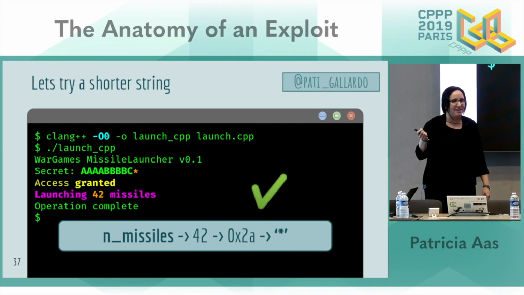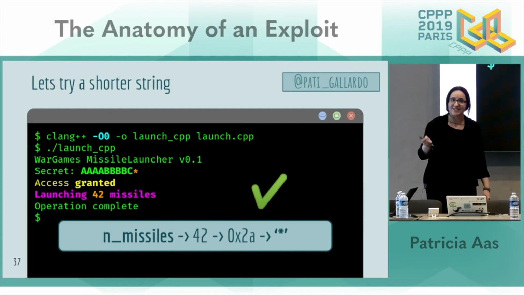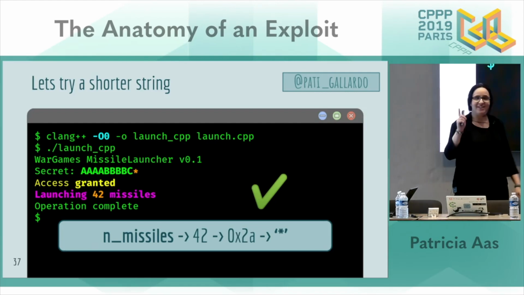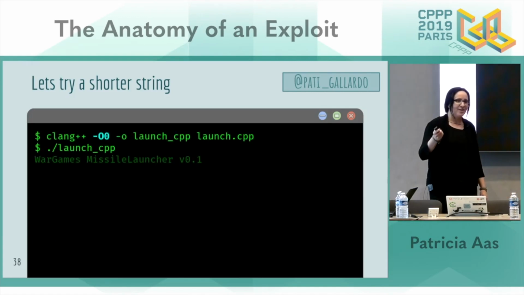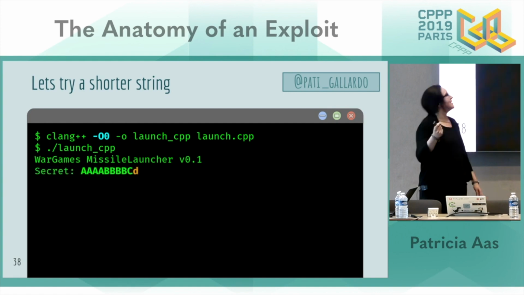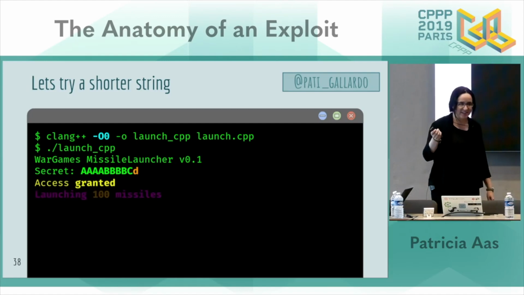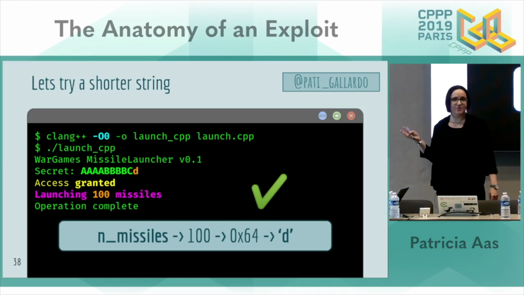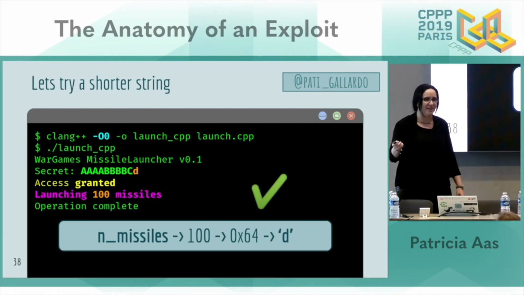42 is because end missiles is now 42. 42 in hex is 2A, and 2A is the ASCII code for star. So the star is controlling end missiles. But first, let's see if we can set it to another number. So let's set it to D, launching 100 missiles. And 100 is 64 in hex, which is the ASCII code for D. So now we know we can just change the character right there, and we can control the number of missiles.